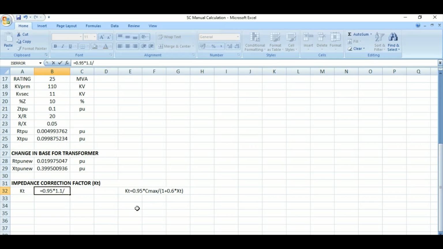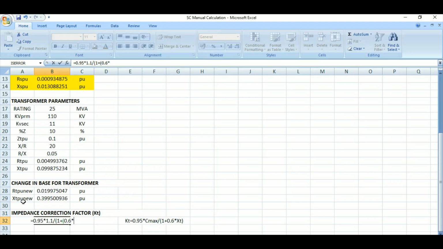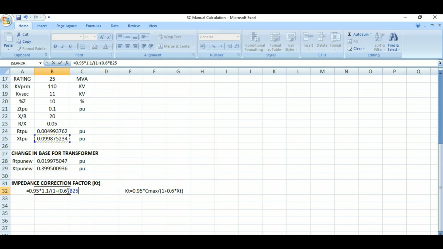So 0.95 into C max divided by 1 plus 0.6 into XT. XT means the value before the change in base. Before changing the transformer base, we need to consider this old XT value, not the corrected or changed one. So we should be careful about that. People make mistakes about this. So this is coming 0.9859, right? This is the value of KT.